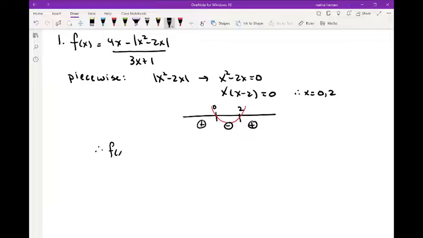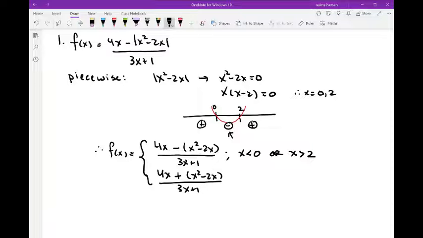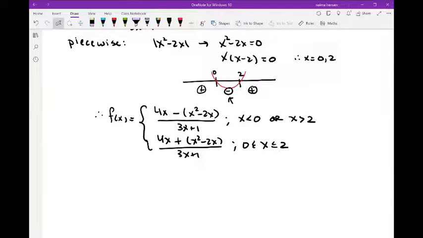Therefore, what you have for your f of x as a piecewise function is 4x, and then where it's positive, all we do is drop the absolute value, so over 3x plus 1, and that's when x is less than 0 or x is greater than 2. You could put the equal sign on there if you want to as well. The other equation is what happens when it's negative, and to get rid of the absolute value when it's negative, you multiply by negative 1, so you get positive x squared minus 2x, all divided by 3x plus 1. And that's going to be in between 0 and 2. I put the equal sign on that one. So this is what your f of x is.